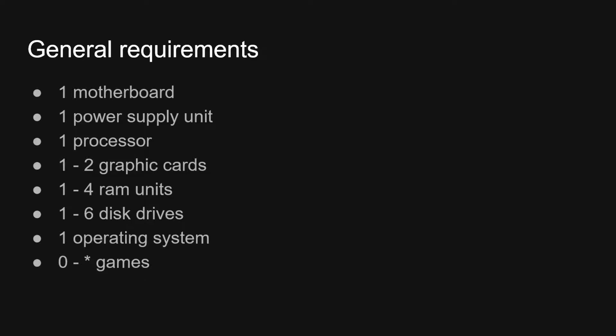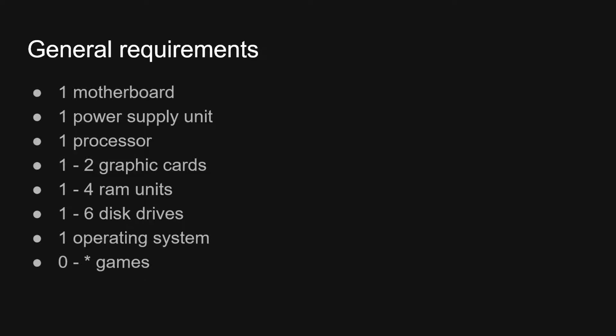We assume that a valid PC has one motherboard, one power supply unit, one processor, between 1 and 2 graphic cards, between 1 and 4 RAM units, between 1 and 6 disk drives, one operating system, and an arbitrary number of games. Next, we will define the taxonomy of available computer components.